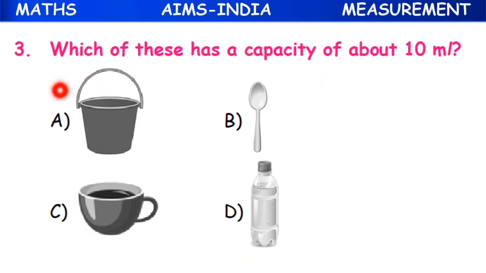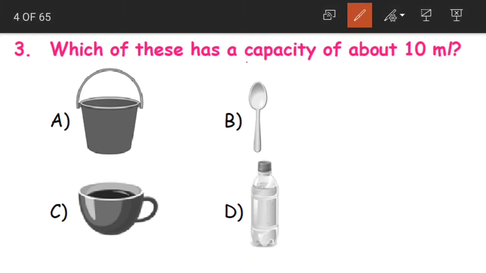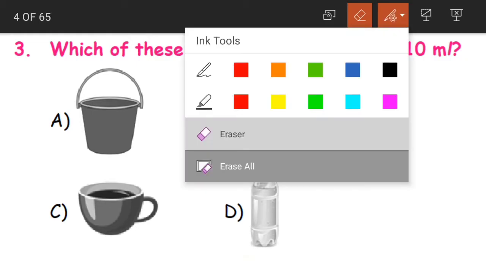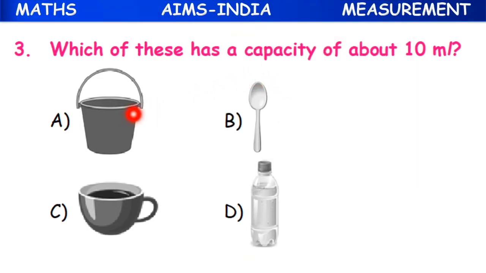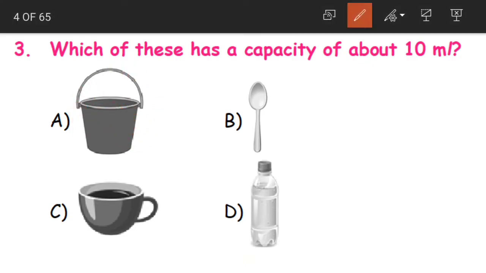Now coming to question 3. Which of these has a capacity of about 10 ml? What is this capacity? When we are talking about capacity, we are talking about how much quantity of liquid a container can hold. Capacity means how much quantity of liquid a container can hold. Liquid or anything, children. Yes, how much can a container hold? Now in the given options, what do we have? We have a bucket, we have a spoon, we have a cup and also we have a water bottle.